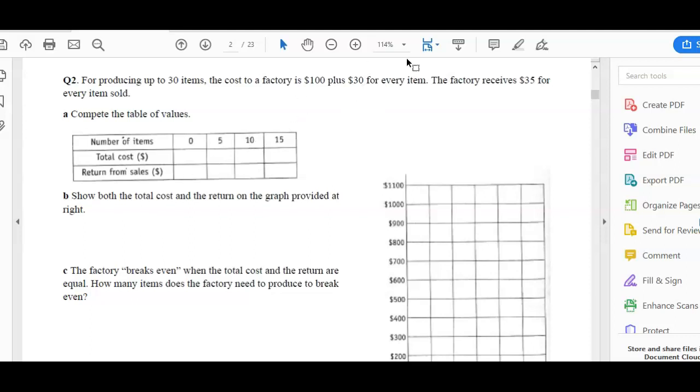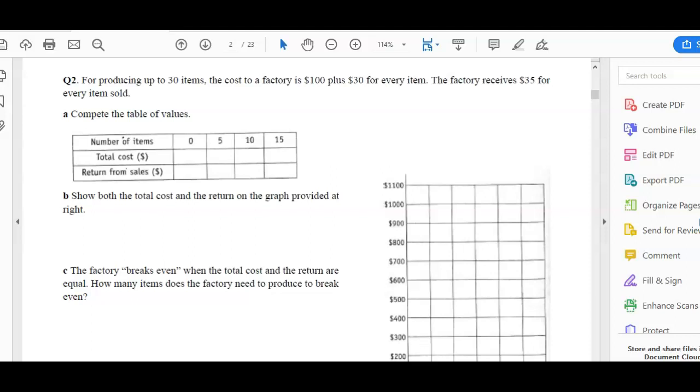Return from sales: this time we've just got $35 for every item sold. So if you've sold 0 items, you get $0. 5 items, 5 times 35. 10 items, 10 times 35. 15 items, 15 times 35. Okay. Show both the total cost and the return on the graph provided on the right.